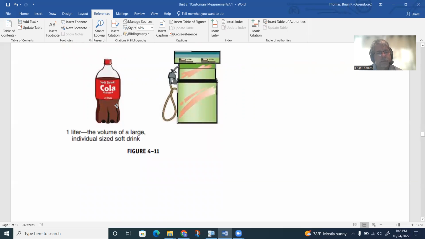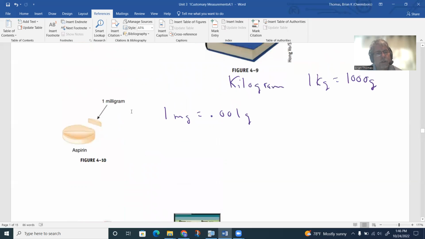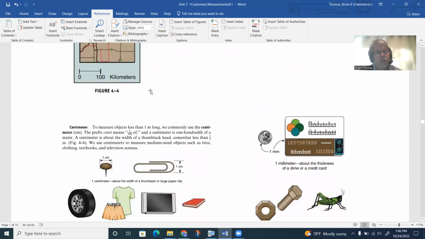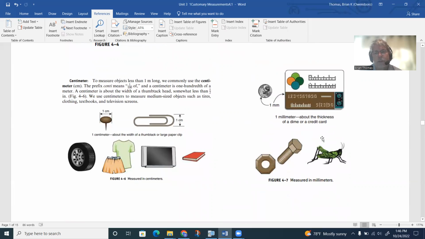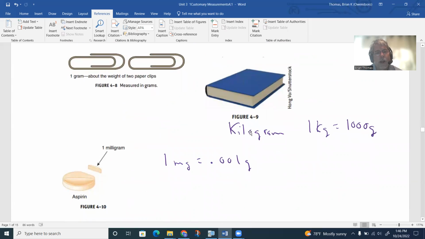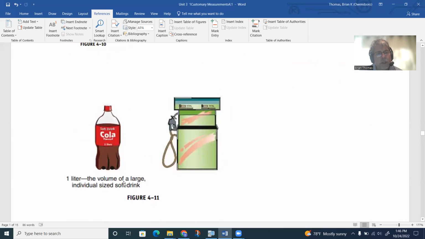Liter is a common unit as well when it comes to liquid capacity. So again, when it comes to lengths, we have meters, kilometers, centimeters, and millimeters. When it comes to weight, we have grams, kilograms, and milligrams, which are the most commonly used. When it comes to liquid capacity, liter is one of the more common ones.